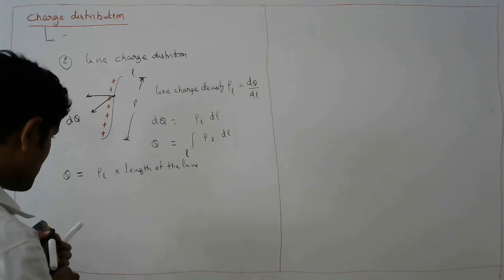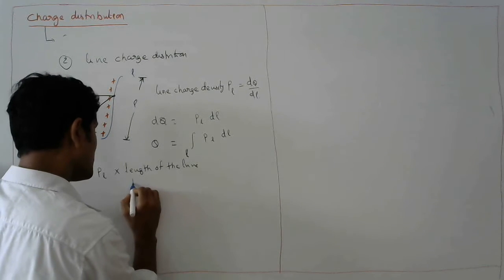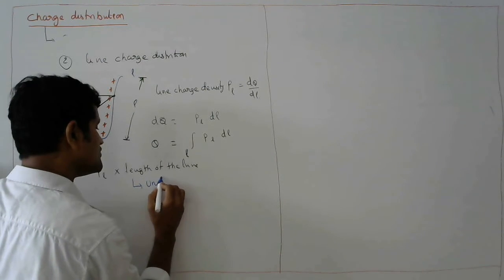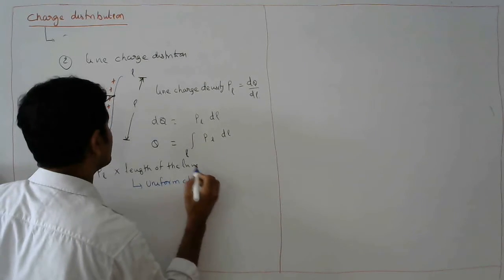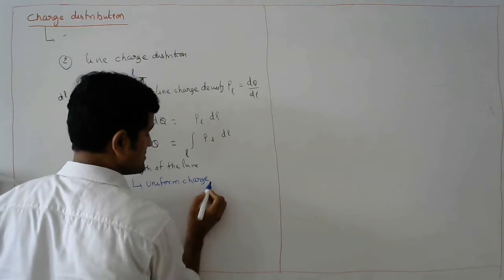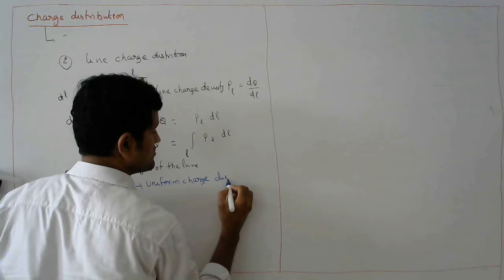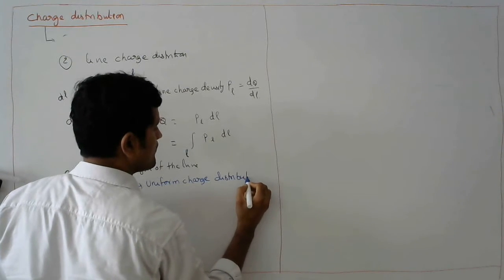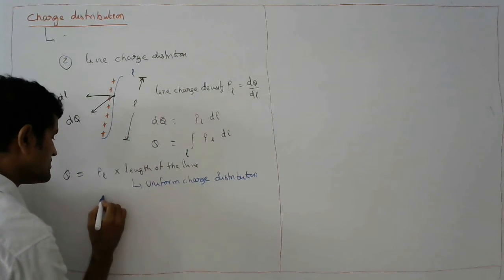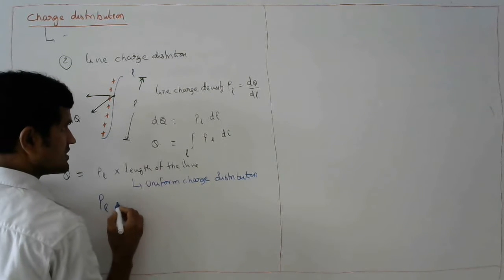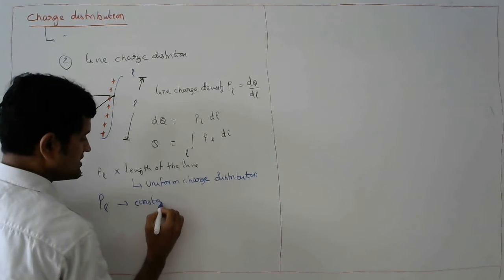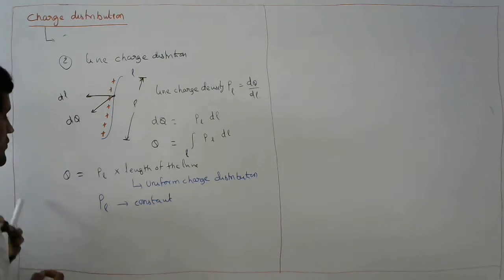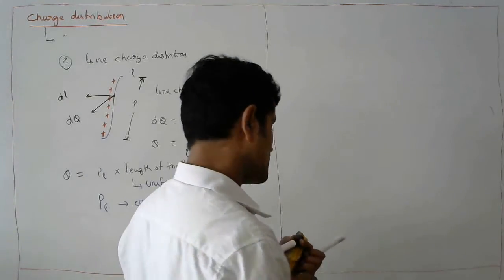When do we use this formula? We use it for uniform charge distribution. If you take any point, the charge distribution is the same; that's called uniform charge distribution. For a uniform charge distribution, the line charge density rho L is constant.